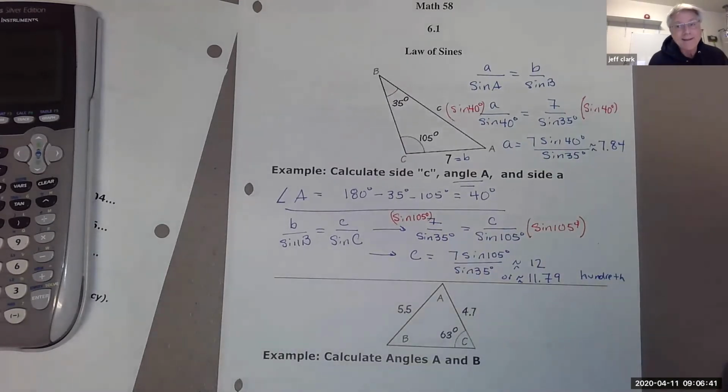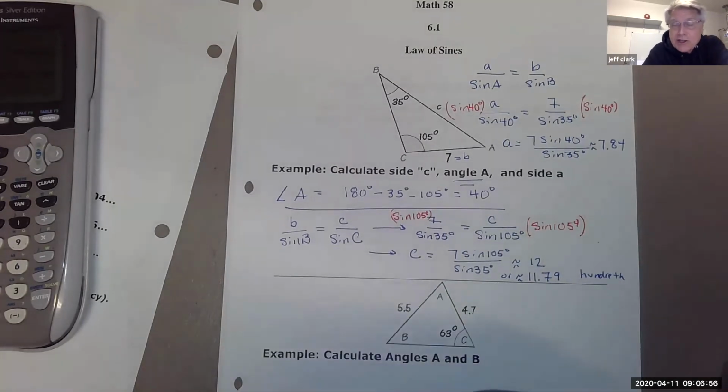So that's pretty much the process. Law of sines is going to get you 3 out of the 6 pieces as long as you're given, here's the key, a side and its corresponding angle.